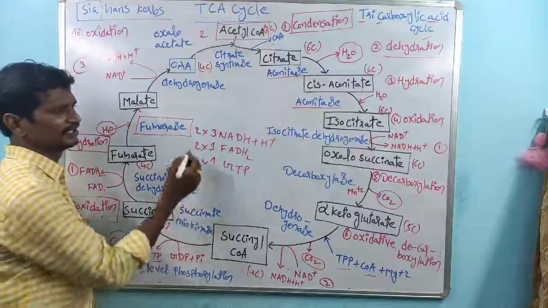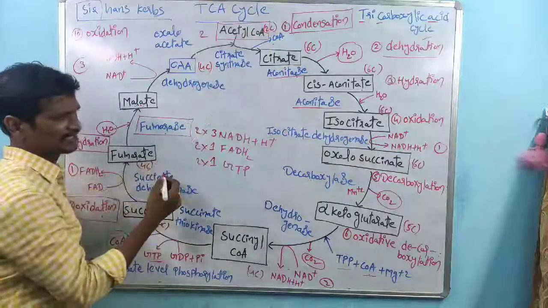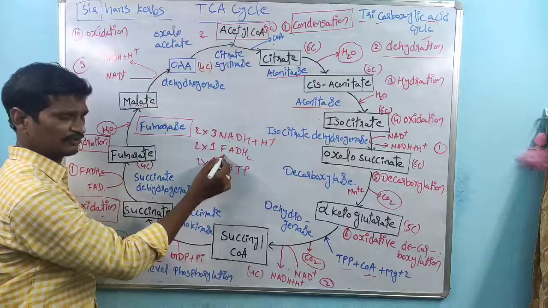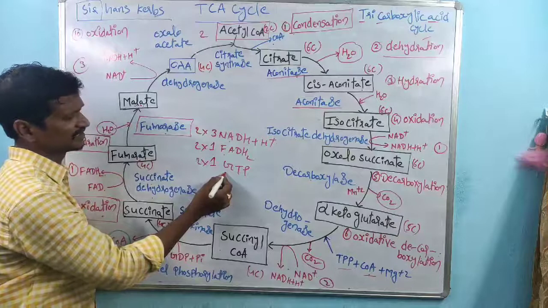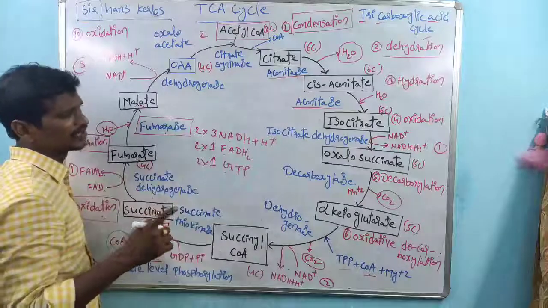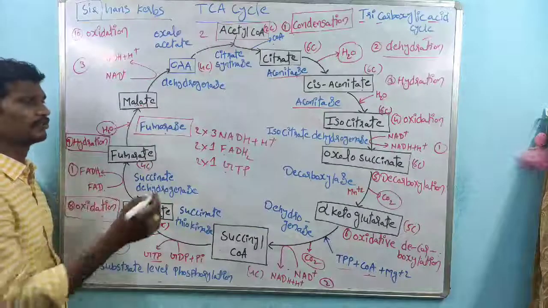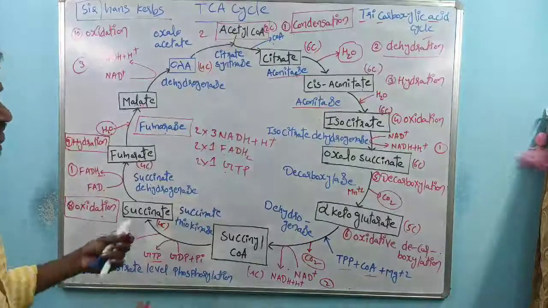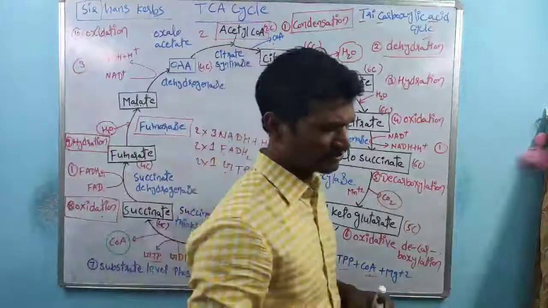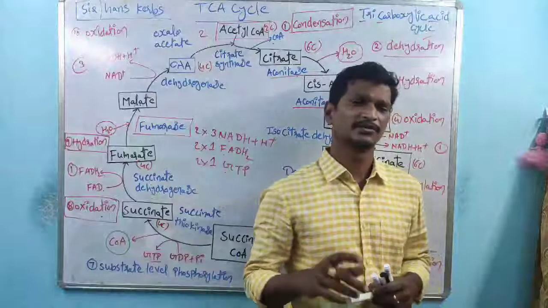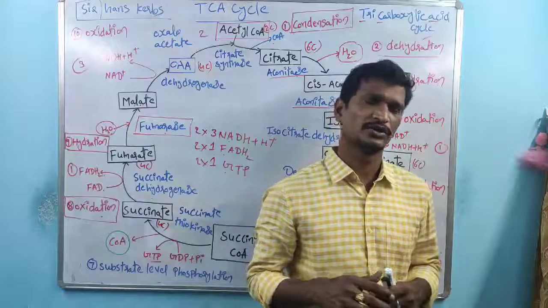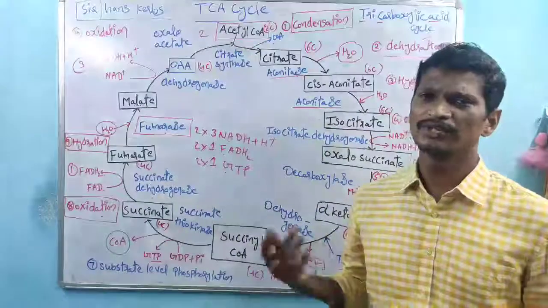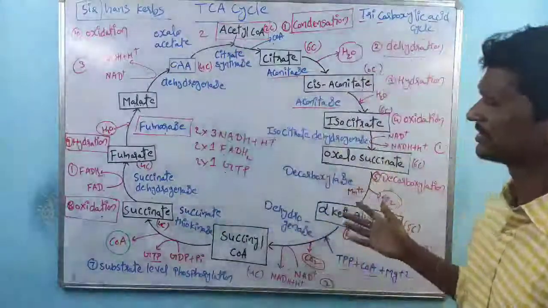So what I am telling here is that 2 TCA cycles occur for one glucose. 3 NADH plus H plus, 1 FADH2, and 1 GTP for one cycle. For one glucose molecule, how many TCA cycles occur? 2. That's the reason for 2 into 3, 2 into 1, 2 into 2. In the next class we will discuss how many ATPs are produced for the complete oxidation of one glucose molecule, from glycolysis to the TCA cycle.